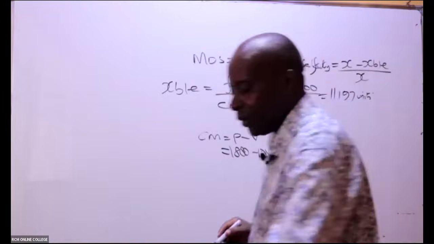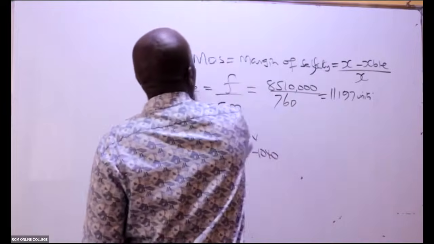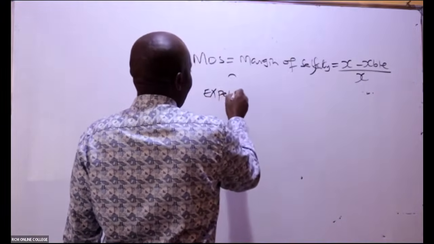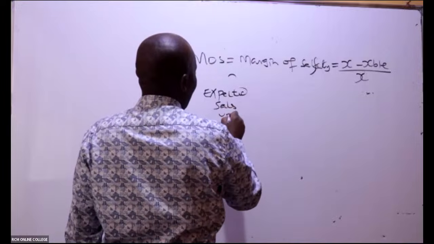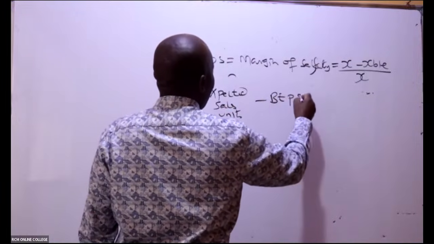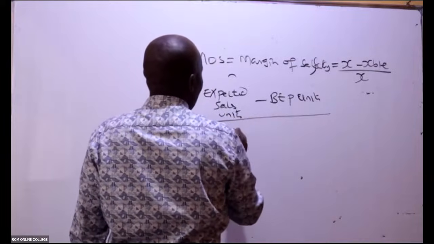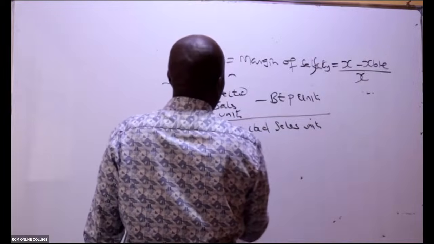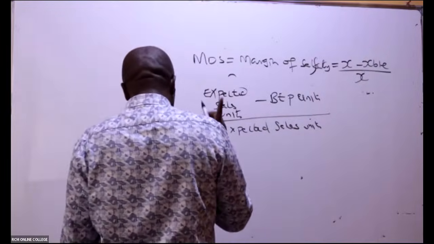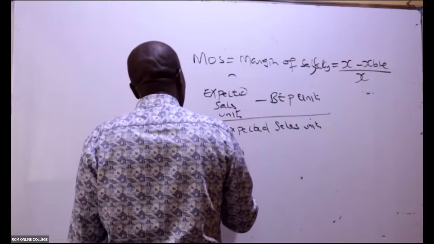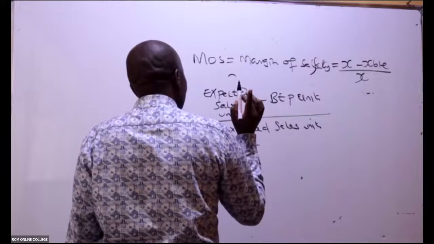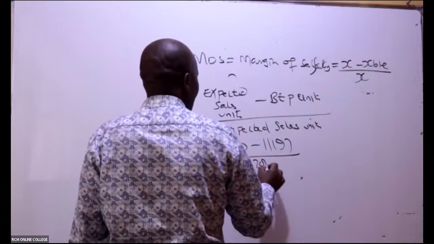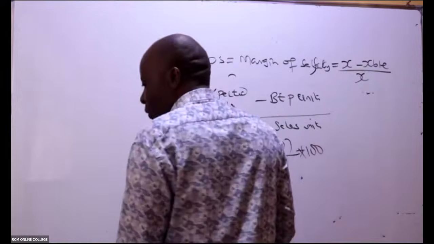Let me write this in full. So anytime they want me to give them margin of safety, ladies and gentlemen, I will take expected sales units minus break-even point units, all over expected sales units. So what is the expected sales units? If we charge a price of 1800, expected sales units was 17200. Minus XBE, 11197. All over 17200. Whatever answer you get, you say times 100.